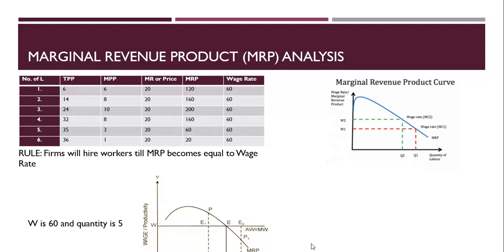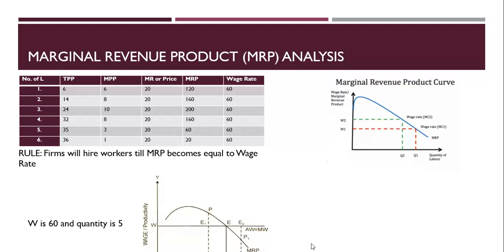So now what happens is, what quantity are you going to hire? So here is the rule. What is the number of workers that you will hire? The number of workers that you're going to hire is, if you look at the diagram below, it's point E. That is where the wage rate becomes equal to the marginal revenue product. That's the rule here.